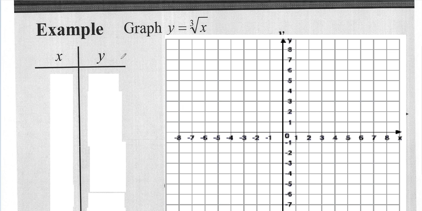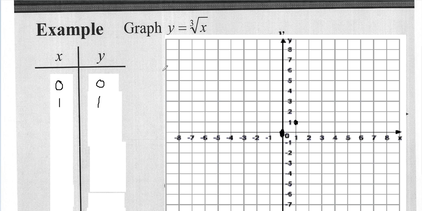So in other words, when x is 0, well, the cube root of 0 is 0. And I can plot that point at 0, 0, wherever that line is. Looks like it's here. How about when x is 1? Y is going to be 1. So those are two guarantees. 1 and 1. I'm going to go up 1 and down 1.